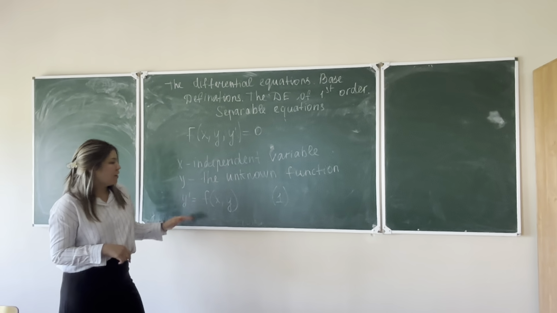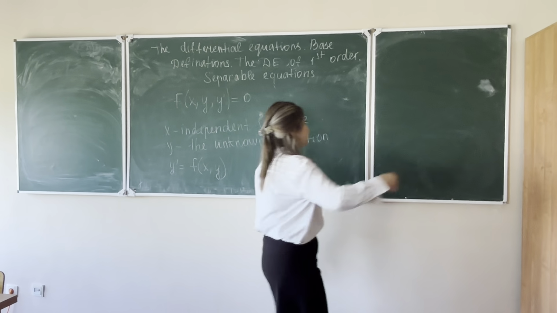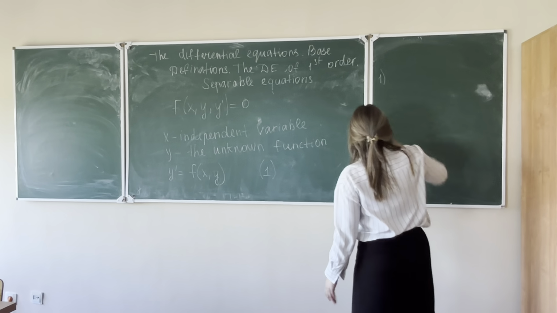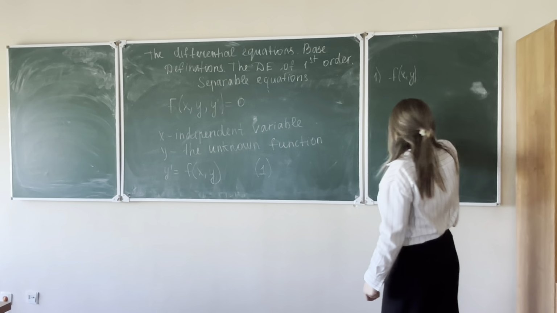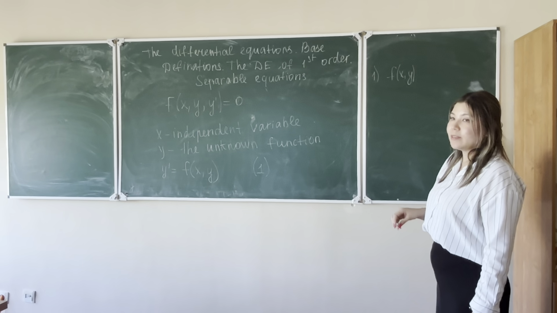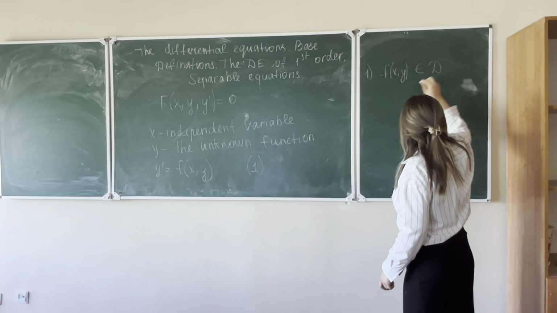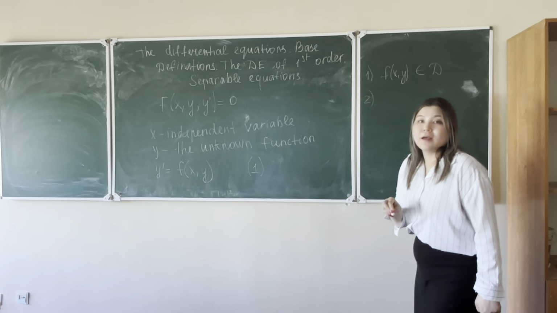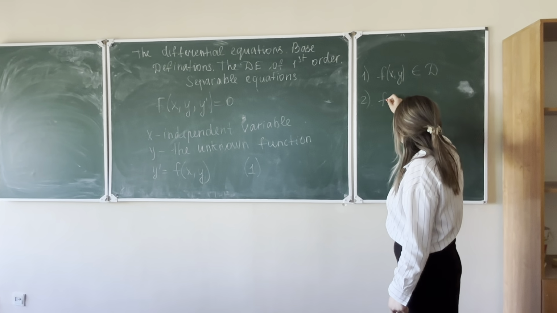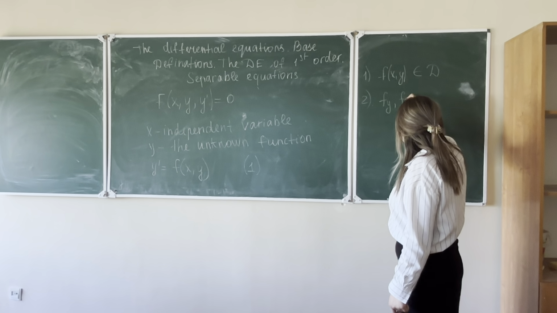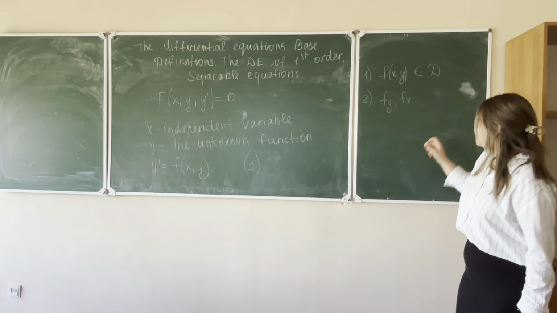For the function f in this equation, we can write two conditions. First, the function f(x, y) must be continuous in the domain D of the plane. And the second condition is that its partial derivatives with respect to the variables, f_y and f_x, should exist and be bounded in D.